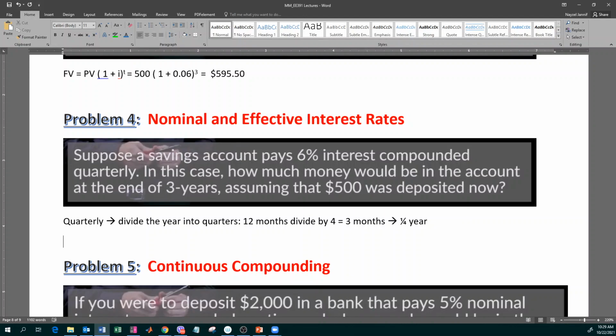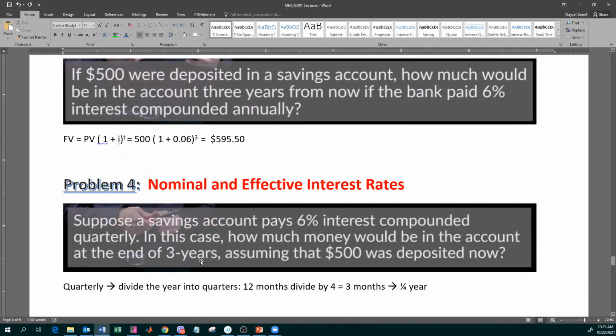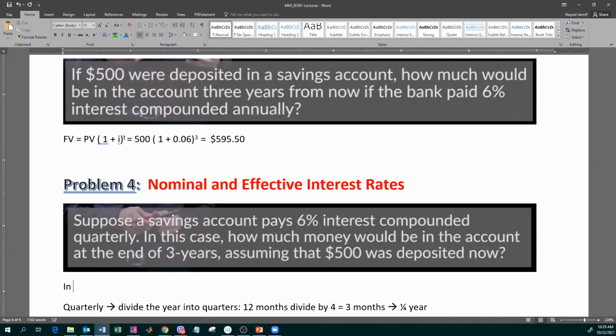How much money would be in the account at the end of 3 years? Up till now, what was the nature of the exercises which we've been doing? If you look at all our interest problems, what was the nature of the exercises, guys? Interest on an annual basis. Yes. Now it's quarterly. In the past we were doing problems with interest on an annual basis.